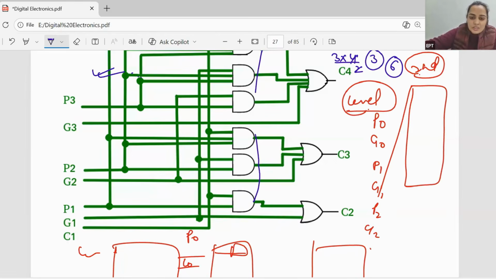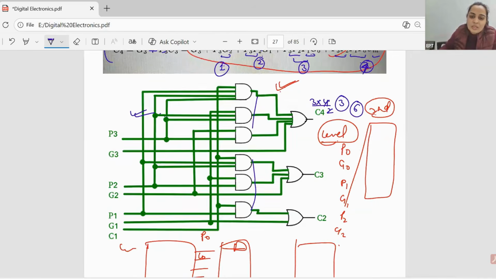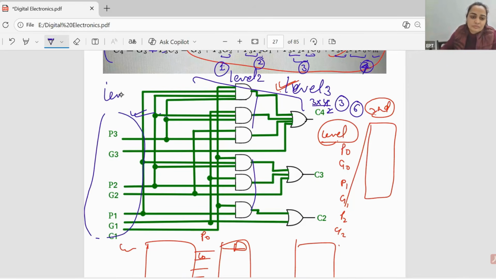This is the level 2 circuit. It is correct only, but it is for the level 2 and level 3. This is the level 2 and this is the level 3. So here level 1 is not here. This is the level 1. Okay, level 2, level 3. Then at the end we will have level 4.